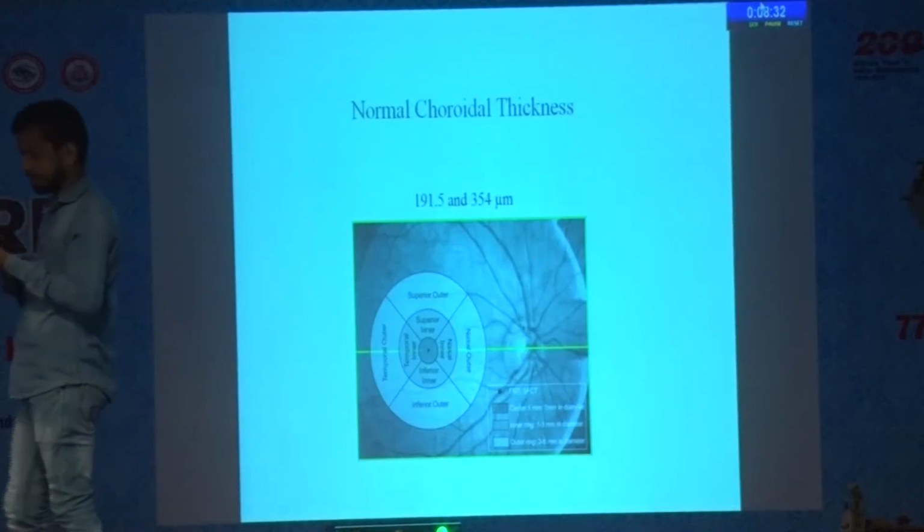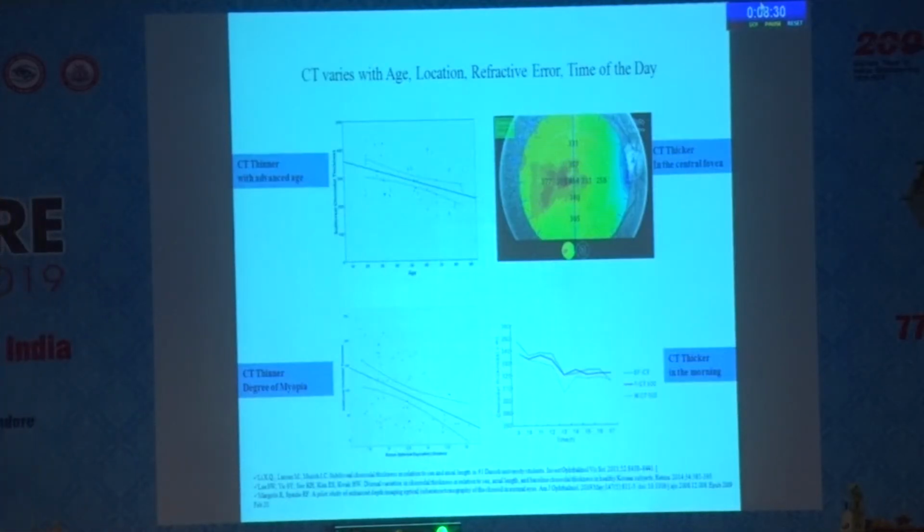Why is that wide range? Because the choroid varies with a lot of factors. For example, it varies with advancing age. It varies with myopia. It varies even within a day. So that is the reason that you see quite a variability, even in the range.